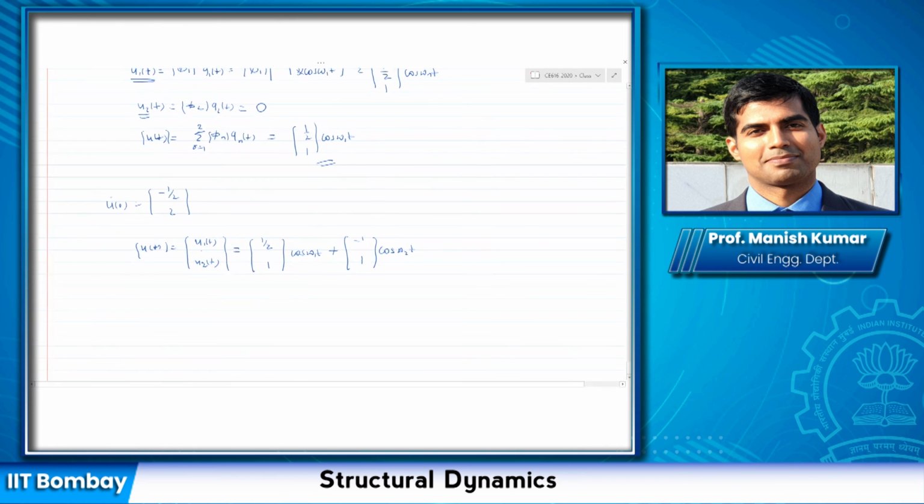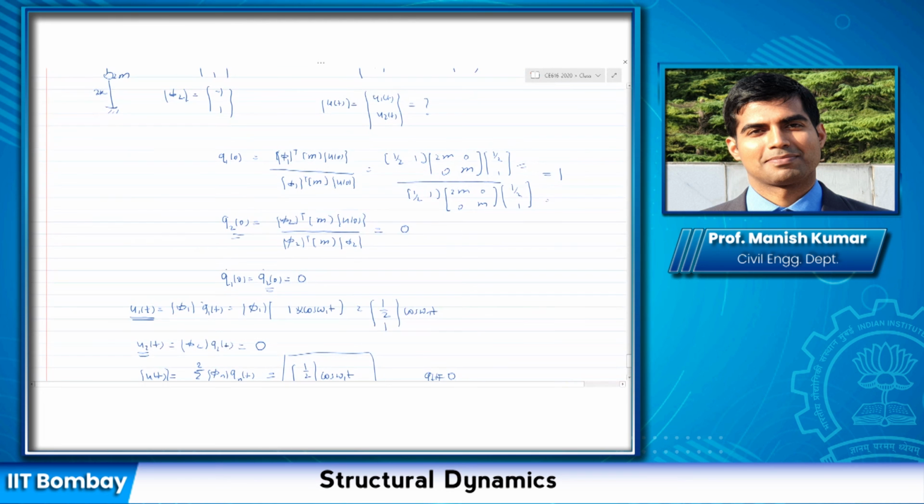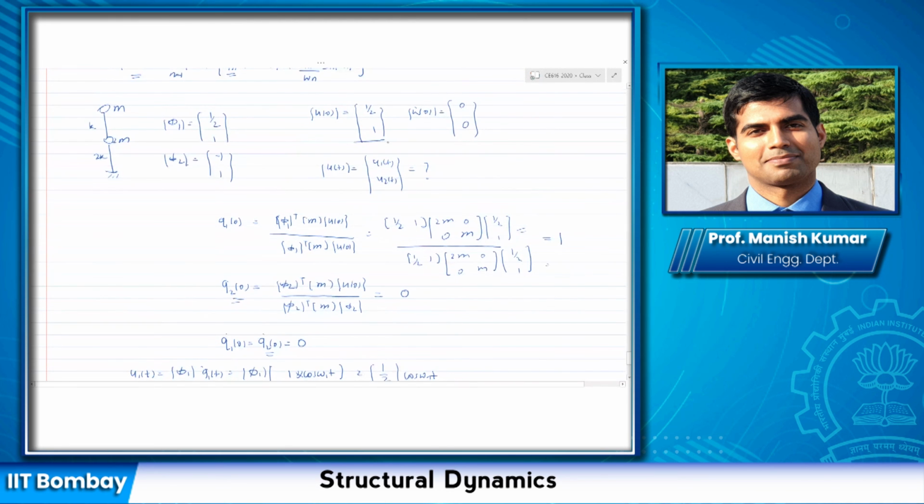Now I want you to look at these two solutions here. What do you observe? If you look at here, there is no omega 2 term here and the phi 2 term not here. Basically q2t becomes 0. It means there is no contribution of second mode. No contribution of second mode. And should not that be obvious? If you look at initial displacement, the initial displacement that I gave is half and 1, which is basically one of the mode shape.